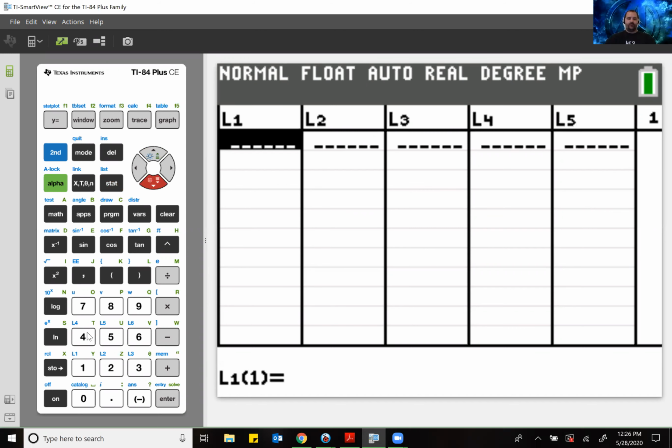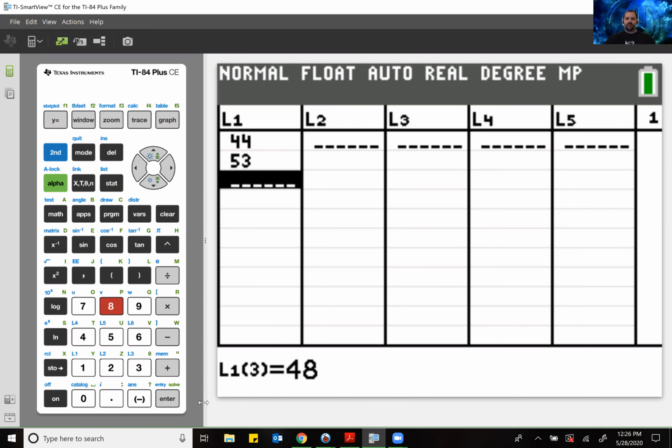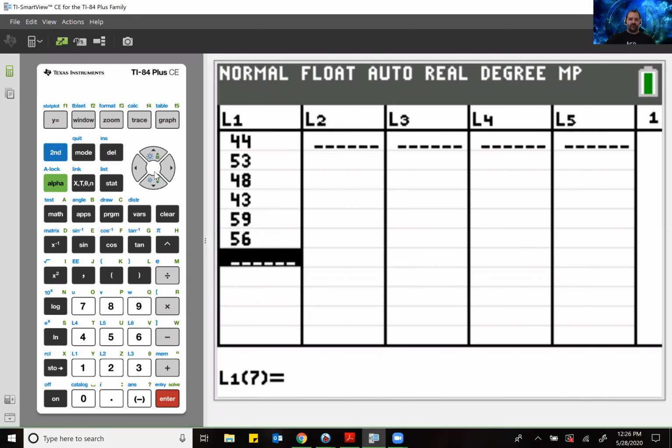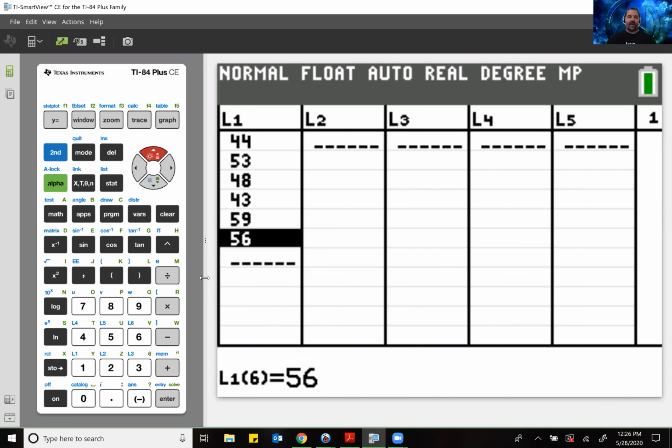So 44, 53, 48, 43, 59, and 56. There's our 6 numbers, and I know it's 6 because if you scroll right back up, right there it says 6. All right, so I got my numbers in there. Now where do I go? Go to stat again.